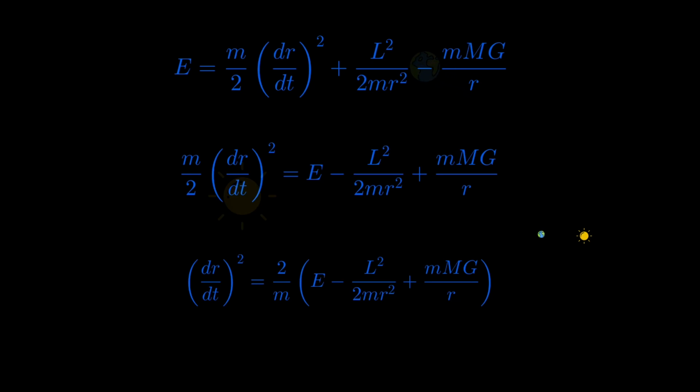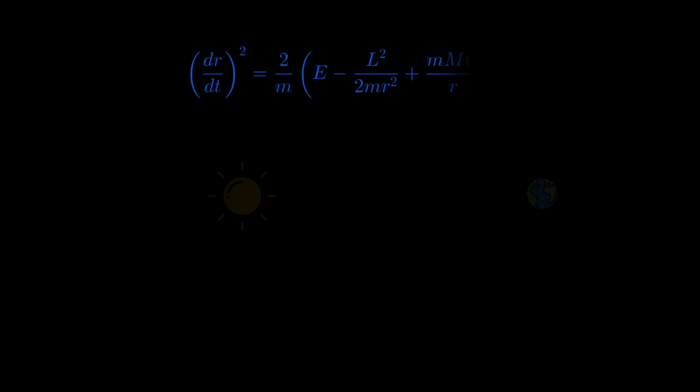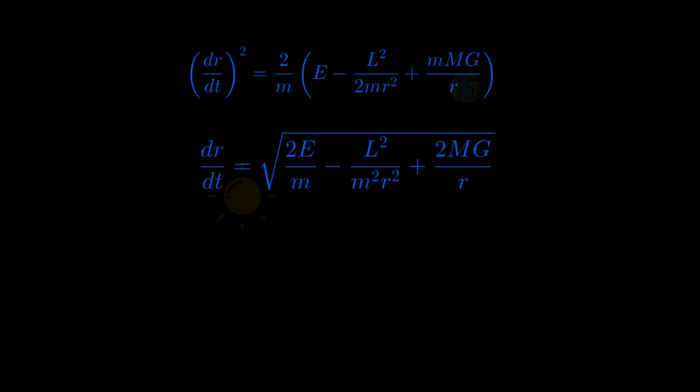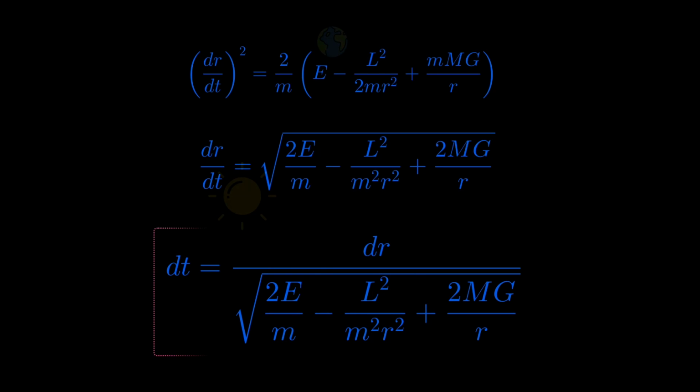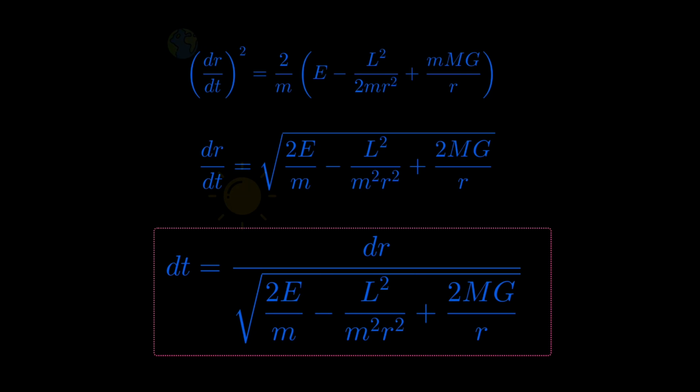This eventually shows us that the radial velocity squared of a body orbiting the Sun is equal to 2 over m times, in brackets, the energy minus L squared over 2mr squared plus small m times capital M times G over r. Now all we have to do is take the square root on both sides and rearrange the terms to get an expression for dt.